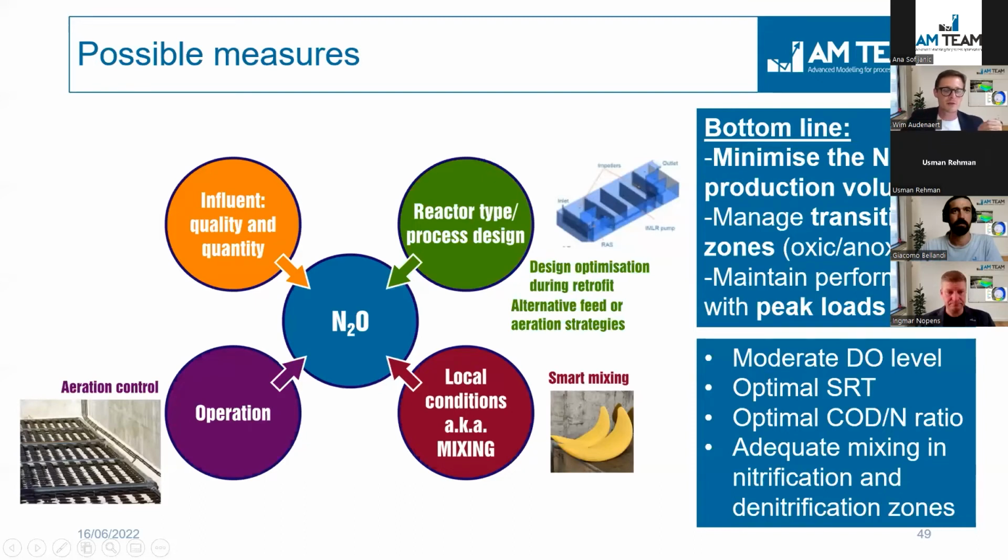If you look a bit in the literature, our colleague Usman, for example, is doing that regularly. You have certain actions you can take. It's moderate DO levels, not too high, not too low. But of course, it's not so easy in a full-scale plant. What is not too high, what is not too low? People are playing with SRTs, so the solids retention time, COD ratios optimal, so definitely not too low, and adequate mixing in nitrification and denitrification zones, because in both N2O can be produced and also in the transition zones between them.